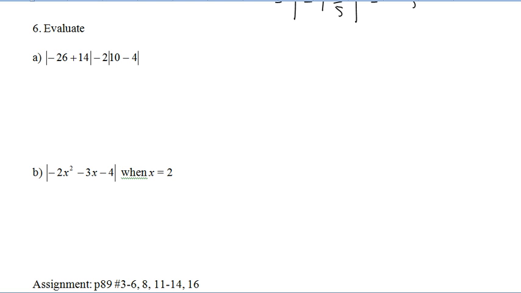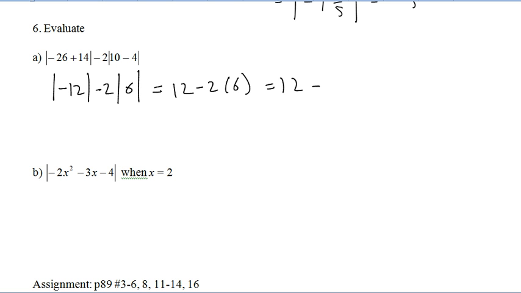Okay, question 6. For these slightly more complicated expressions with absolute value in it, just remember they act the same as brackets, so we need to do them first with our order of operations. So we'll start out with negative 26 plus 14 is the absolute value of negative 12, minus 2 times the absolute value of 10 minus 4 is 6. So the absolute value of negative 12 is 12, minus 2 times the absolute value of 6, which is just 6. So we get 12 minus 12 equals 0.